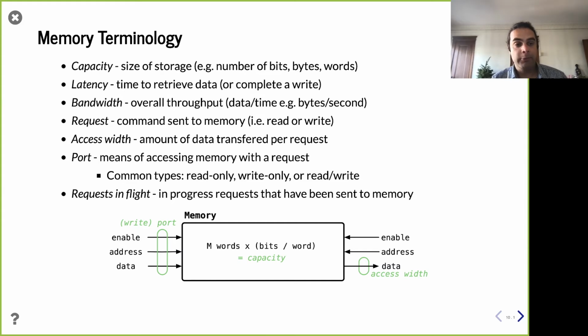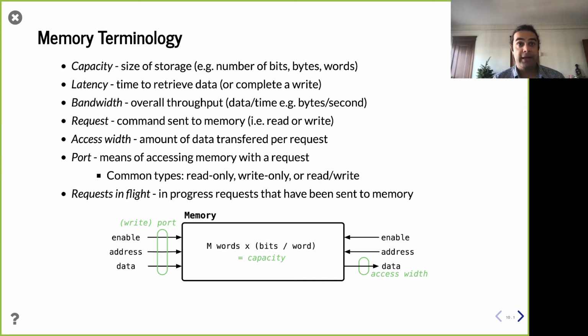So let's talk a little bit more about memory. I'm going to do a brief reminder of some of the main terminology in memory to make sure we're on the same page. So we're talking about memory, of course. There's a certain capacity, right? The reason we're using memory is to hold data, right? So how big is it? Some number of words, bits, bytes, whatever the units are, but how much does it hold?